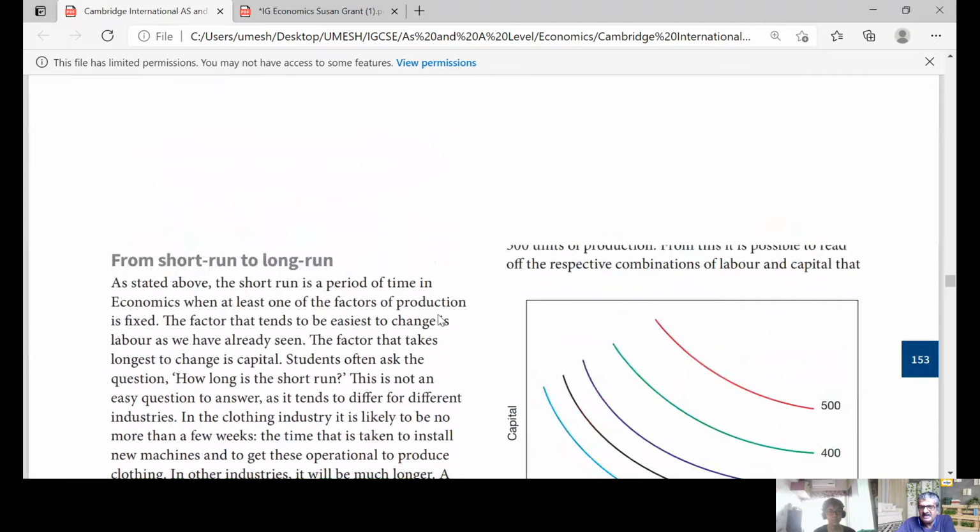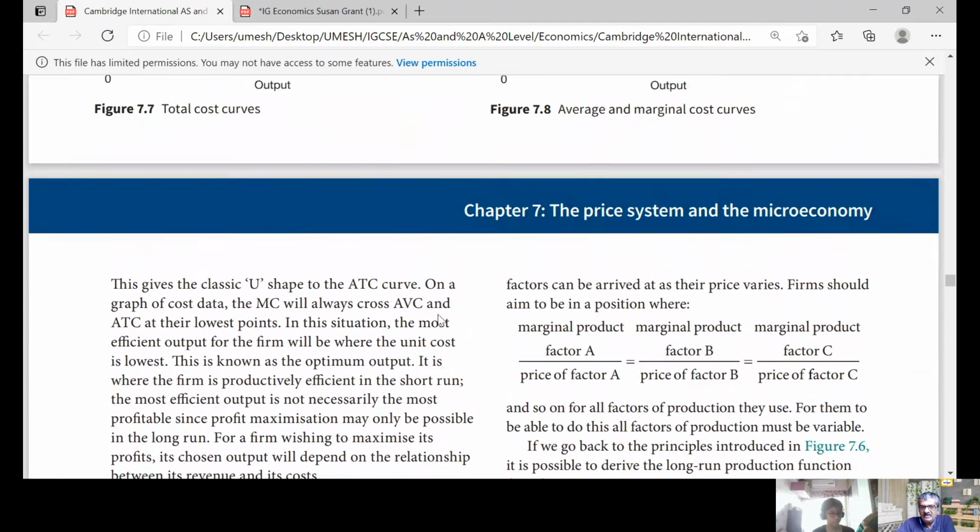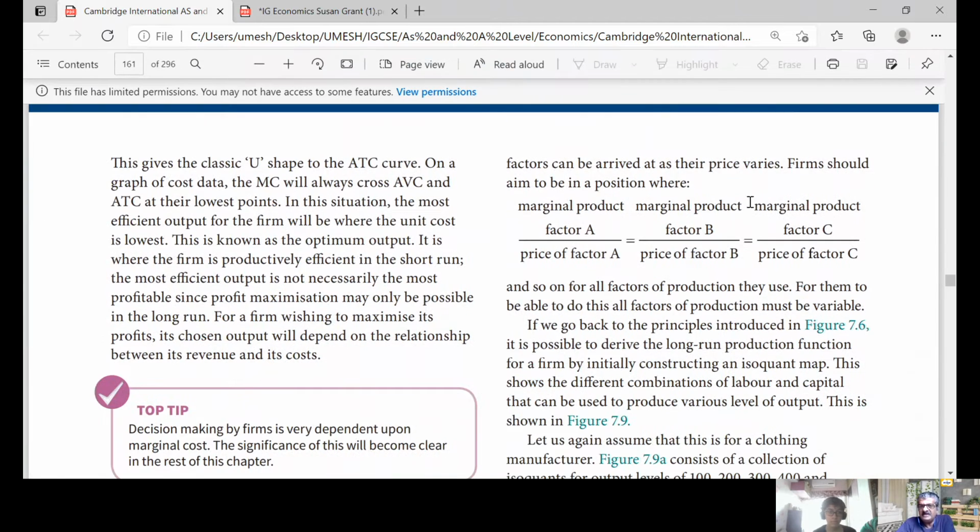But it is more difficult to estimate for the other factors of production. The best combination of factors can be arrived at as their prices vary. When you would like to change the combination of factors of production in the long run, the payment being made to the factors of production goes on changing. For example, wages change, rent changes, or anything else changes. Then there will be change in the long run.